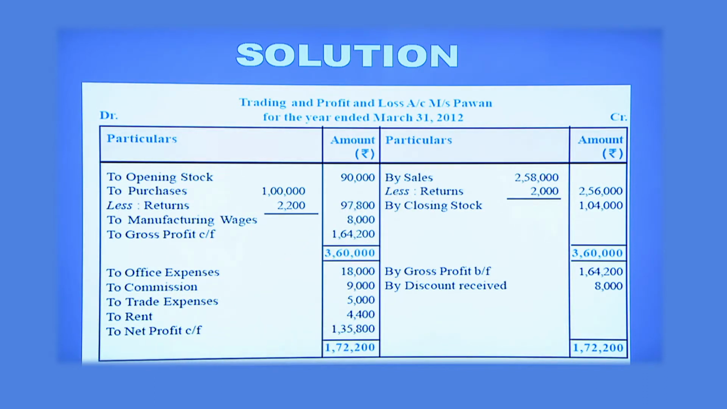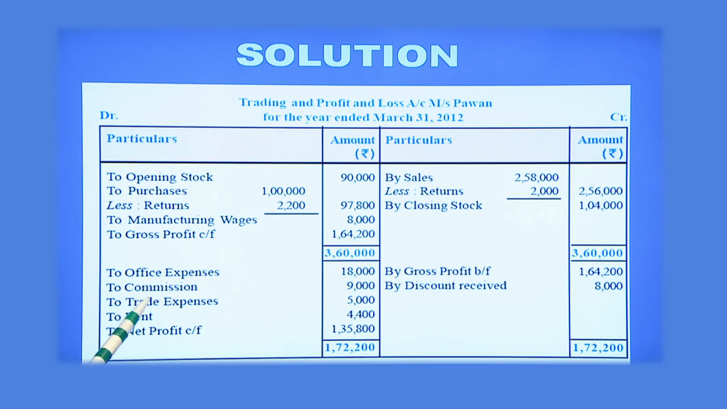You have to find out the total of both sides and then find out the difference. Here in this question there is a shortage of 1,64,200. That is the gross profit. Our biggest total is written on both sides, that is 3,60,000. And gross profit is brought down on the credit side of the profit and loss account.